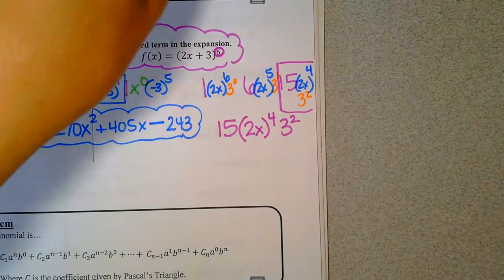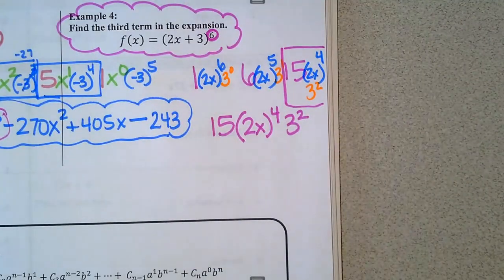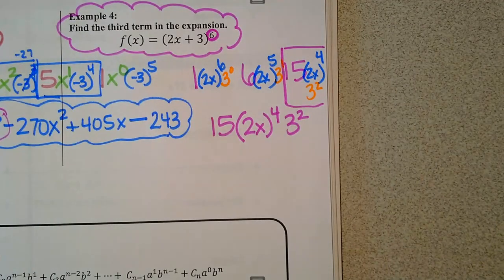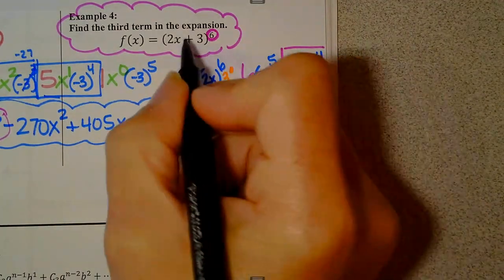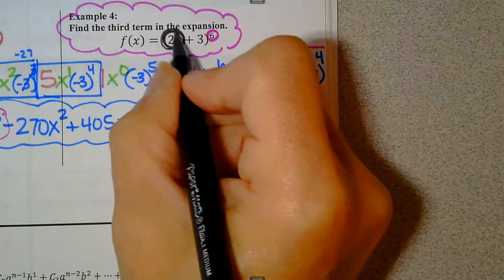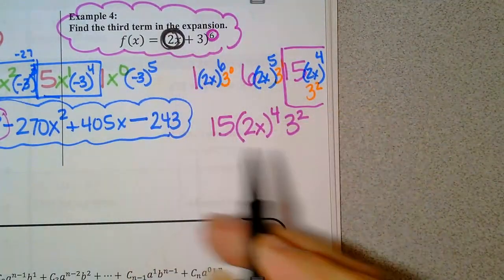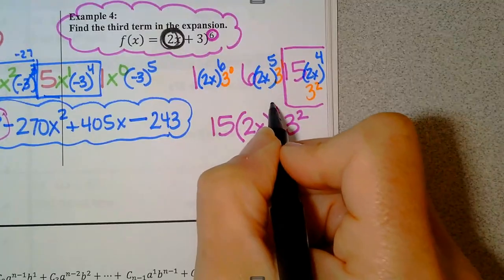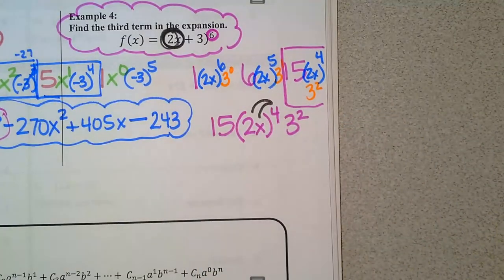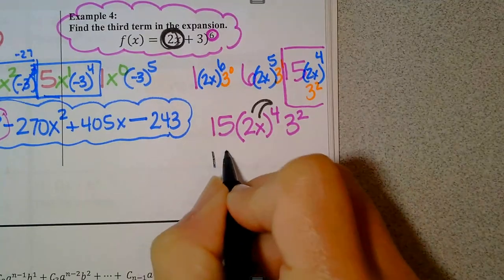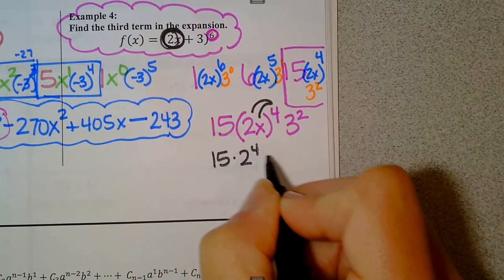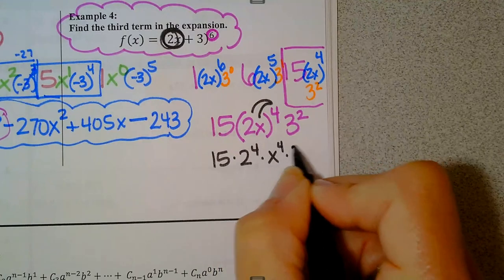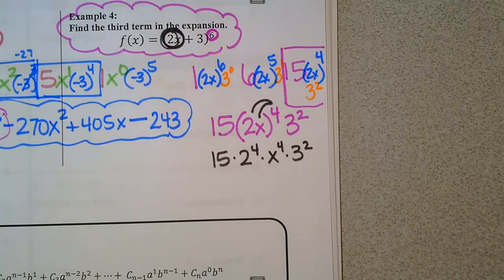Here's where some kids will mess up. The 2x. You have to put 2 to the 4 as well. This is all of the first digit. So when you are distributing that 4, it has to be to both things. Okay? So be careful with that. So really, it would be 15 times 2 to the 4th times x to the 4th times 3 squared.